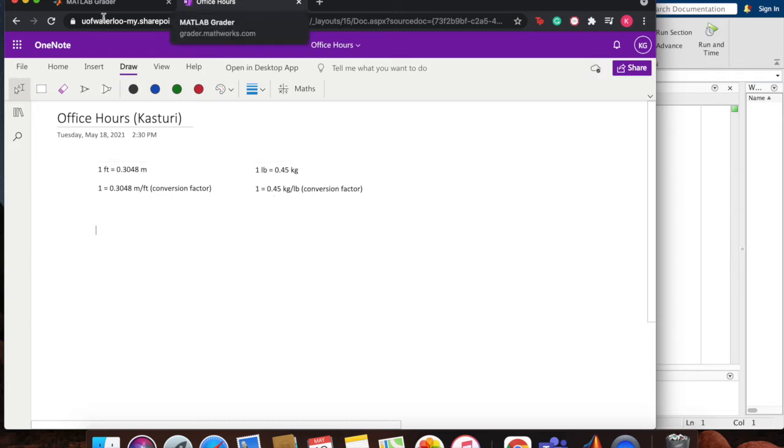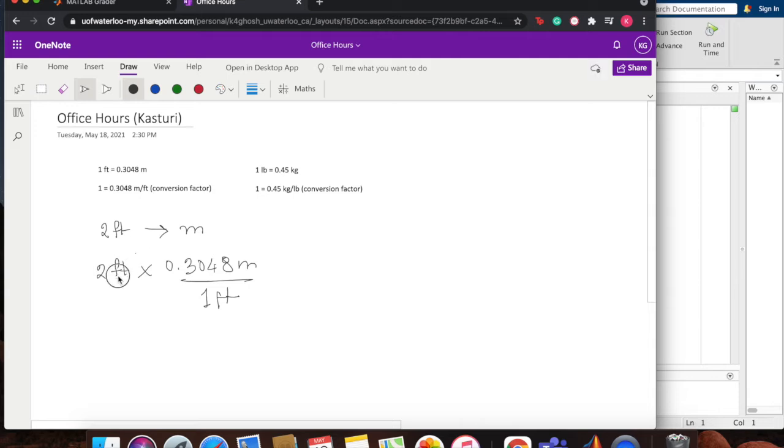So suppose I have a question where I need to convert, say, 2 feet into meters. What am I going to do? I'm going to multiply 2 feet by 0.3048 meters divided by 1 foot, correct? This way my feet units get cancelled and I end up with 2 times 0.3048, which is 0.6096, and the unit for this is meters. And I've successfully converted my 2 feet to meters, right?